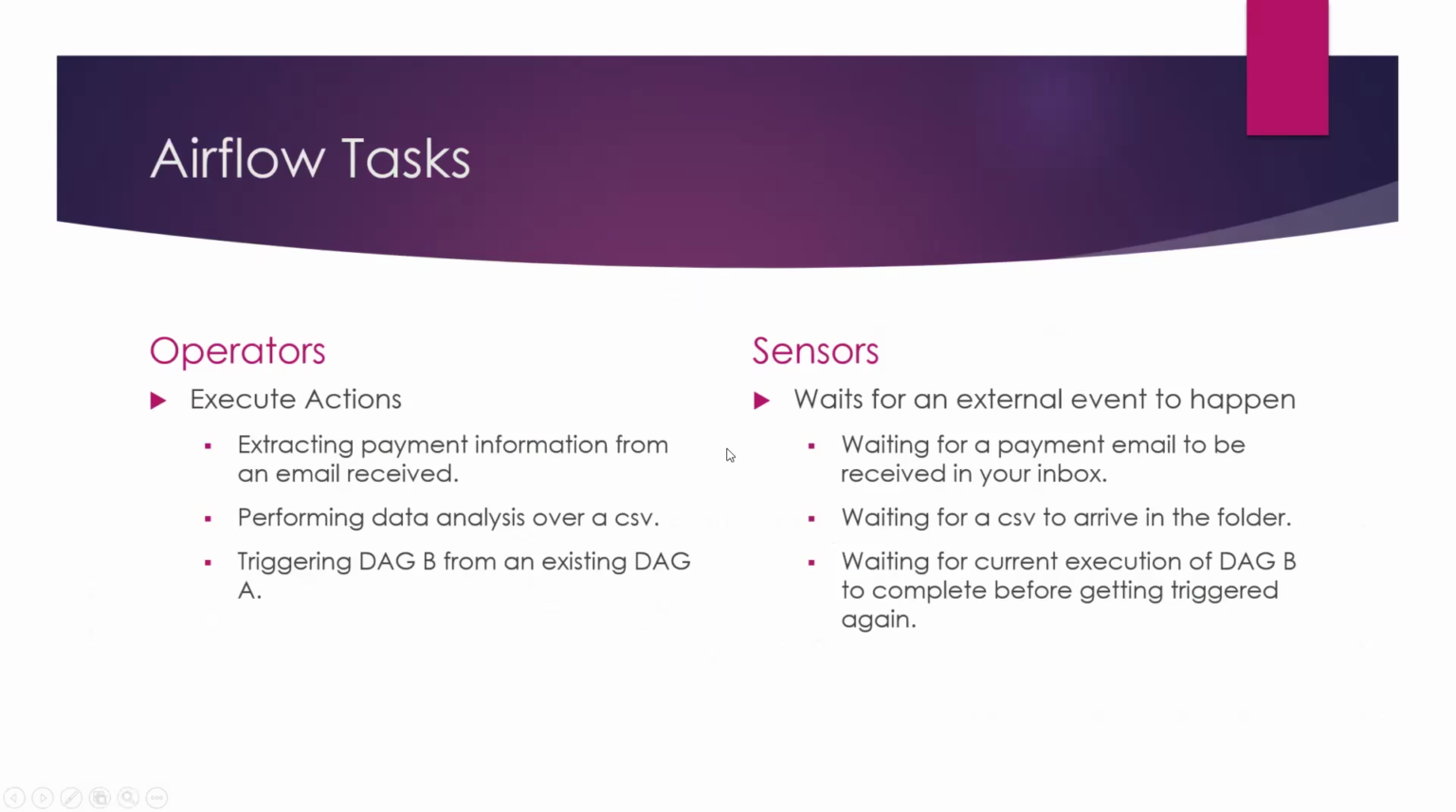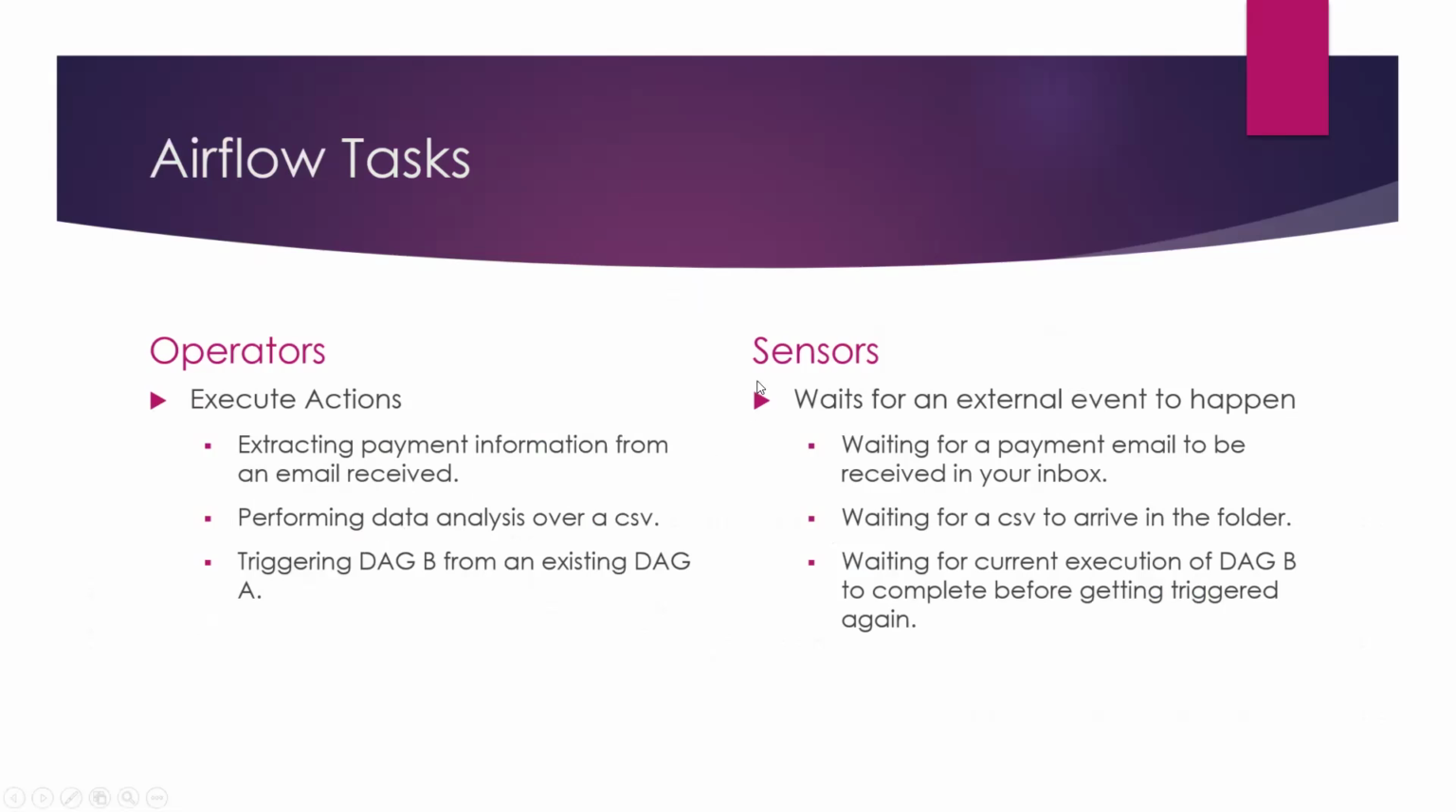So this is the first example. Now the next example I would give is, for example, we want to perform data analysis over a CSV file. For that CSV file, it must exist before we perform the data analysis operation over it. But how can we make sure that a CSV file exists in any folder where we want to perform our data analysis?